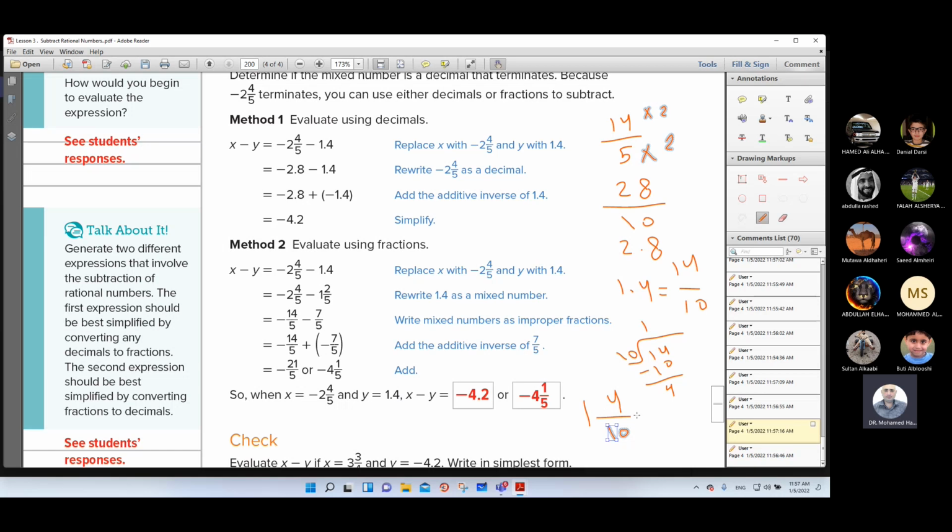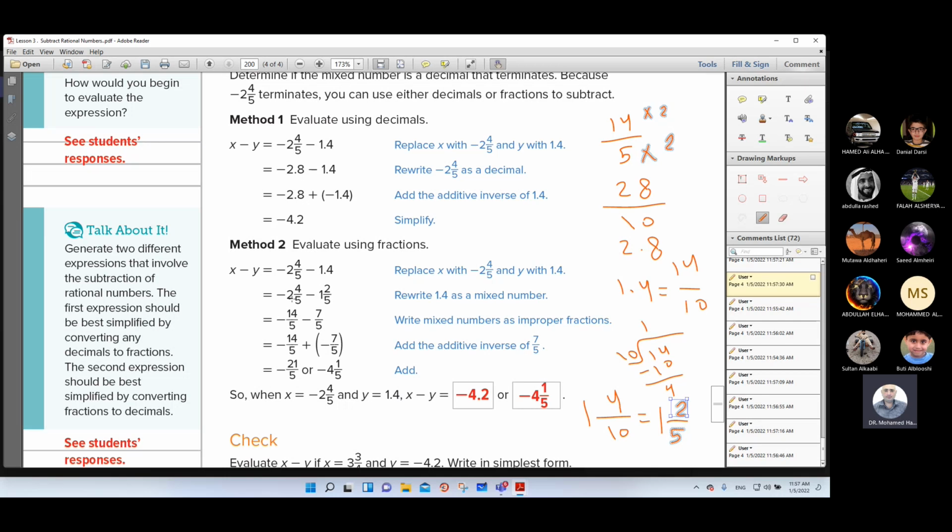Then you can do simplest form here. Divide by 2, divide by 2. 4 divided by 2 will be 2, and 10 divided by 2 will be 5. So the answer will be 1 and 2 over 5. Then as you see here, the two fractions have the common denominator, so we can do subtraction or addition directly. We have the same signs.